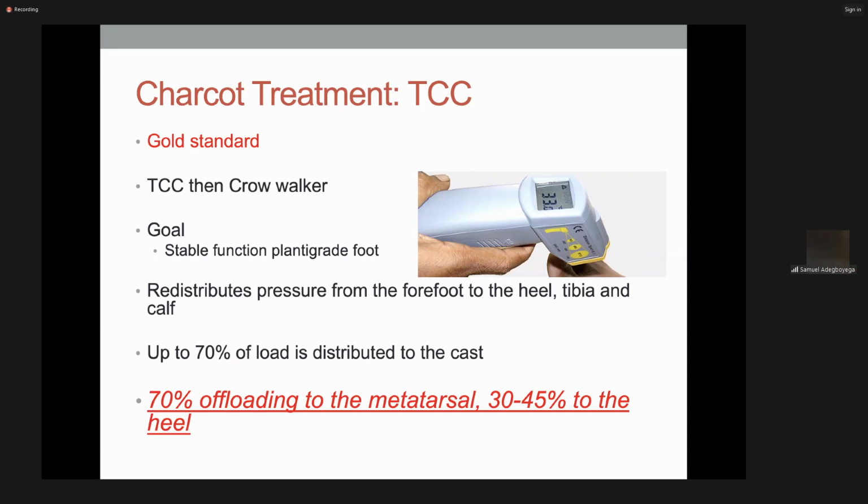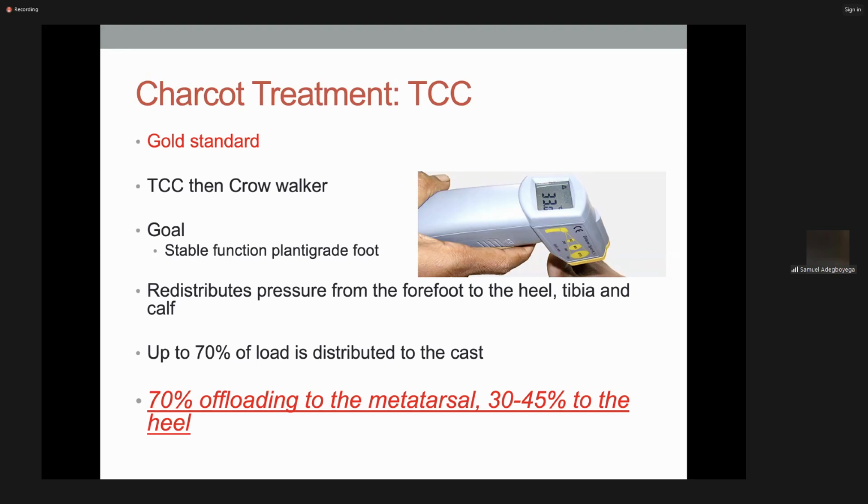Another one that people use a lot is something called a patella tendon brace CROW walker. So they combine the patella tendon brace and the CROW walker together to give you maximum offloading ability. So number one is TCC, then CROW walker. If you have a patella tendon brace, fine. If they can't find all the stuff, then you can go for a CAM walker. If they can't find a CAM walker, you can just put them in a regular cast, BK cast.